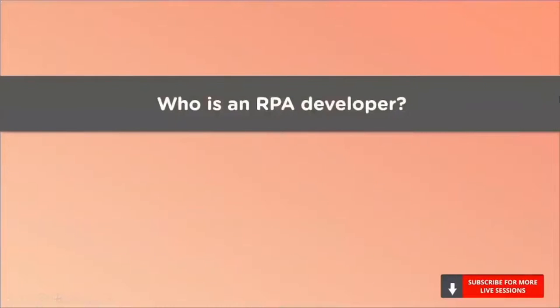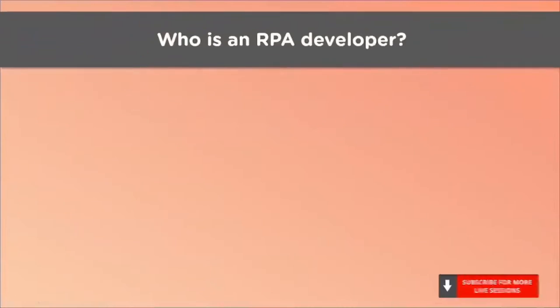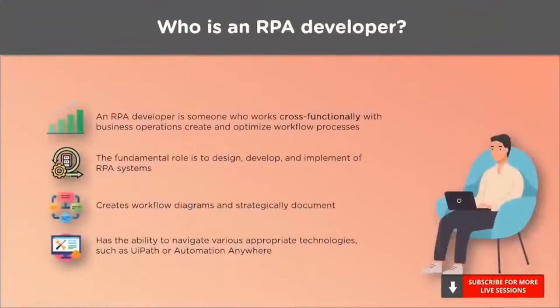First, let's understand who an RPA developer is. Generally speaking, an RPA developer is someone who works cross-functionally with business operations and business analysts to create and optimize workflow processes. However, this is a relatively new career path, and many organizations' formal titles for RPA developers differ. Other similar positions may use titles like process designer or automation architect.